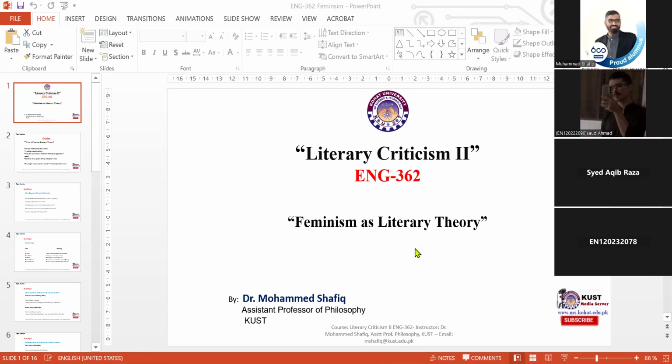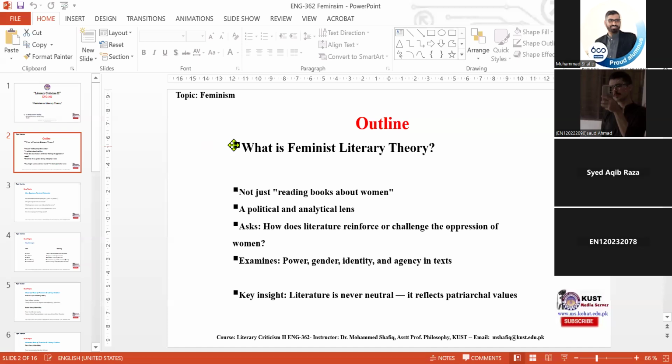Today, we are looking at feminism as a literary theory, and I want to start with a crucial point: this is not about hating men. The general perception about feminism is that it has something to do with hating men or claiming that all male authors are sexist. Instead, it is a rigorous analytical tool that helps us to see how literature participates in cultural ideas about gender.